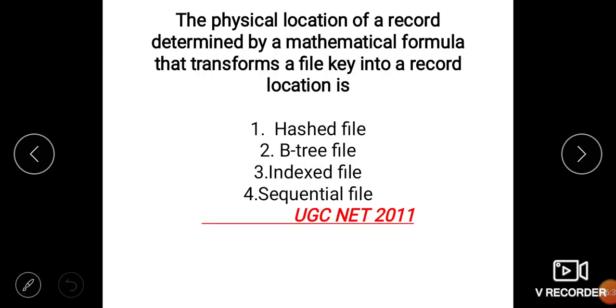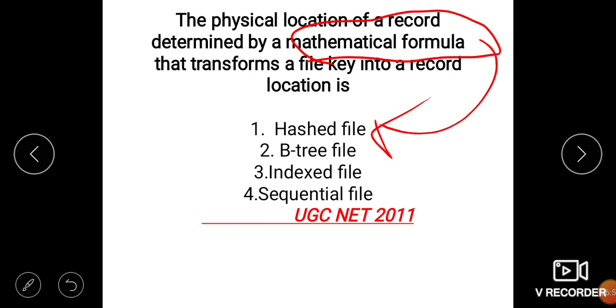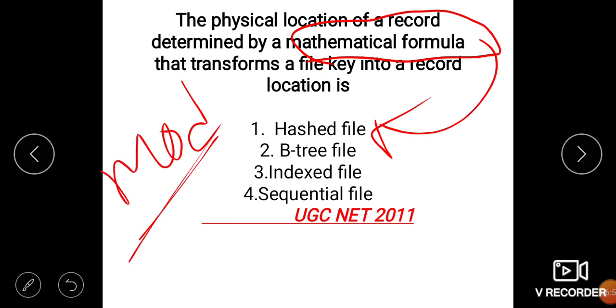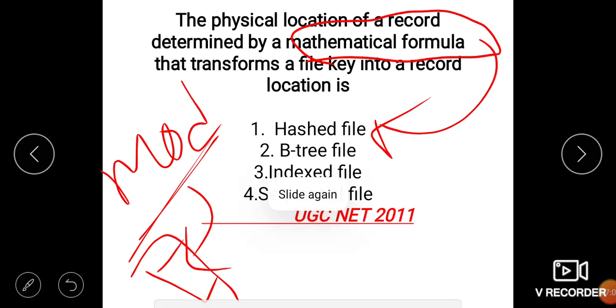Here the question asks: the physical location of a record is determined by a mathematical formula. It is mentioned here that a mathematical formula is applied in a hash file. In a hash file we use the mod operation to store the record in a database. So this is the correct one.